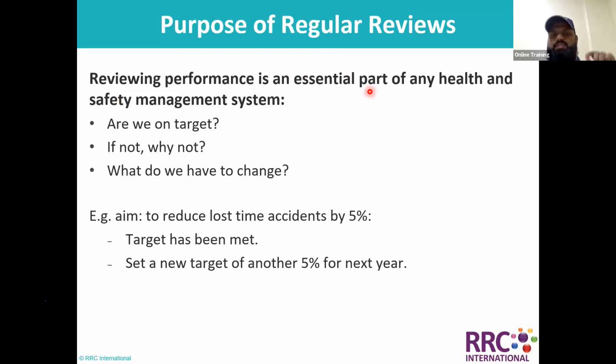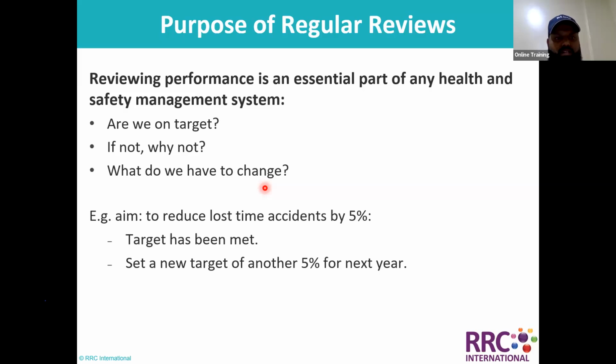So, what is the purpose of regular review? Reviewing performance is an essential part of any health and safety management system. In the policy, we set some targets. Here we are going to check if we are on target, and if not, why not? What do we have to change? What are our indicators?